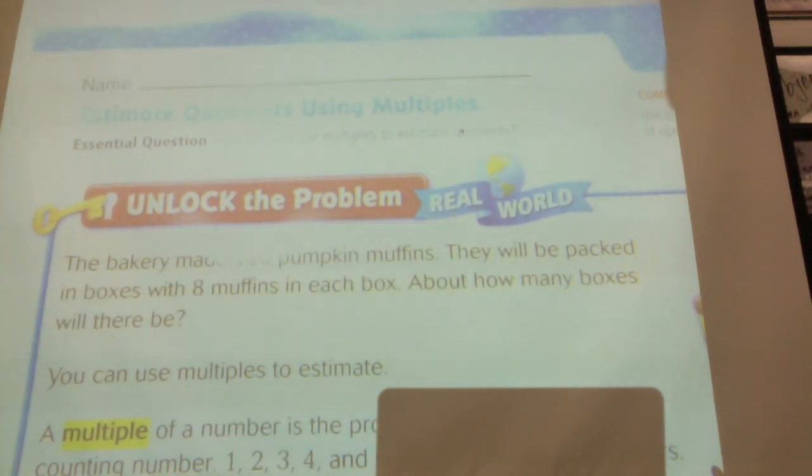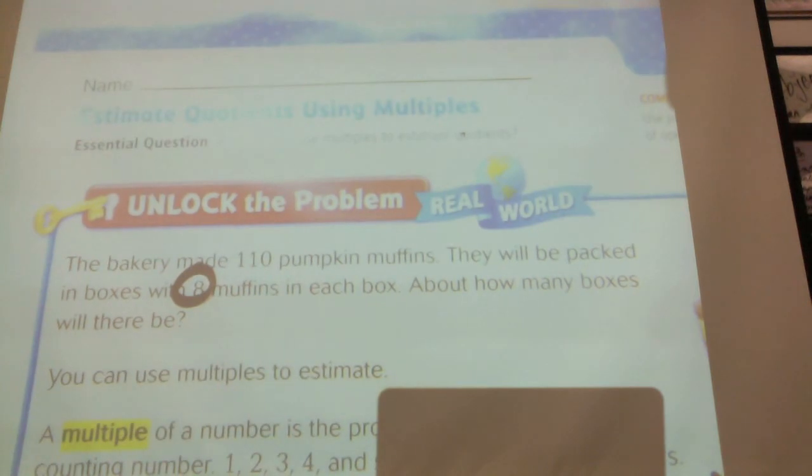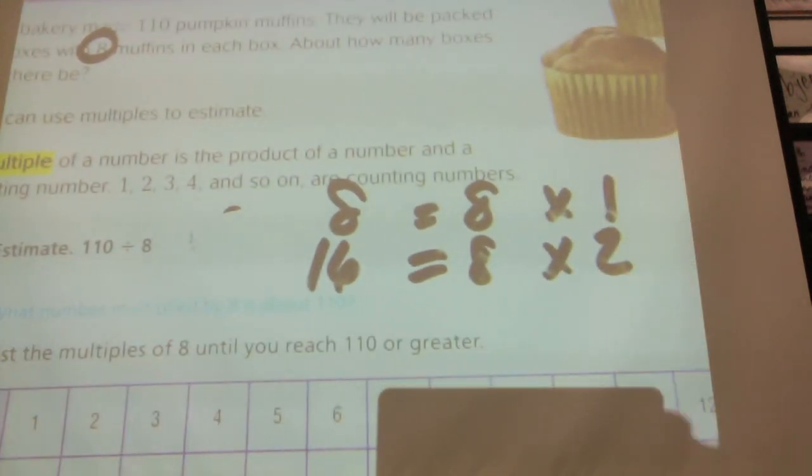So what that means, and this sounds really scary and weird, but it's not. So 1 times whatever number we have, 2 times whatever number we have, 3 times whatever number we have, 4 times whatever number we have. Okay? So if we're counting by, what number are we counting by here? 8. So 1 times 8 equals 8. And now we're going to do 2 times 8 equals 16. And so on, all the way down.